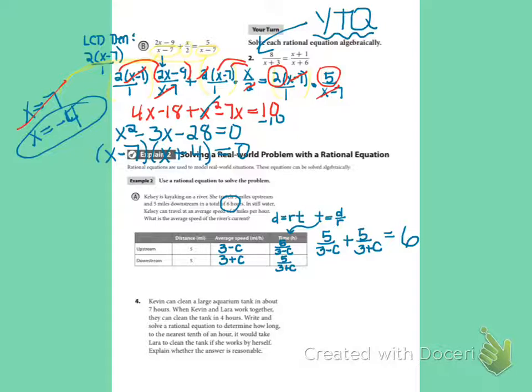So what we can do now is figure out what would be the least common multiple of the denominators. And so the LCD, or the least common denominator, would be the product of these two denominators, because they look like they have something common, but really they're completely different terms. One's 3 minus c and the other is 3 plus c. So we're going to use the product of those two. So we'll use 3 minus c and 3 plus c.